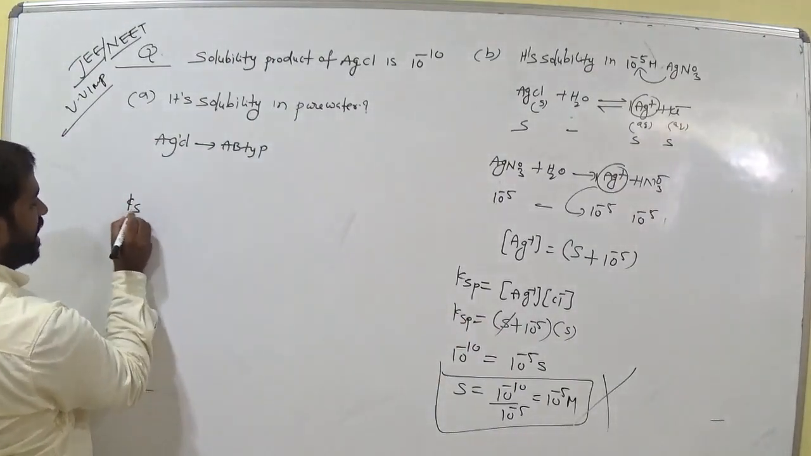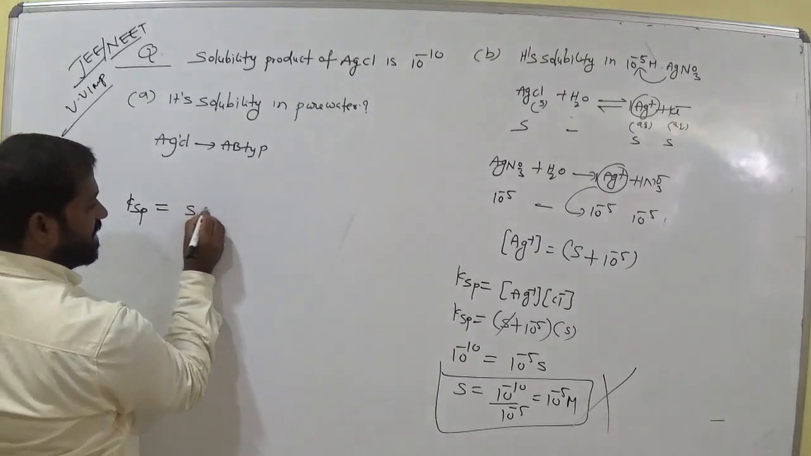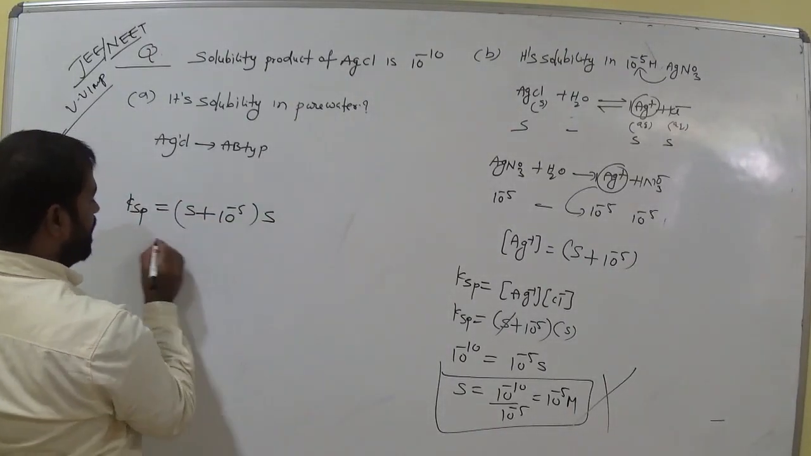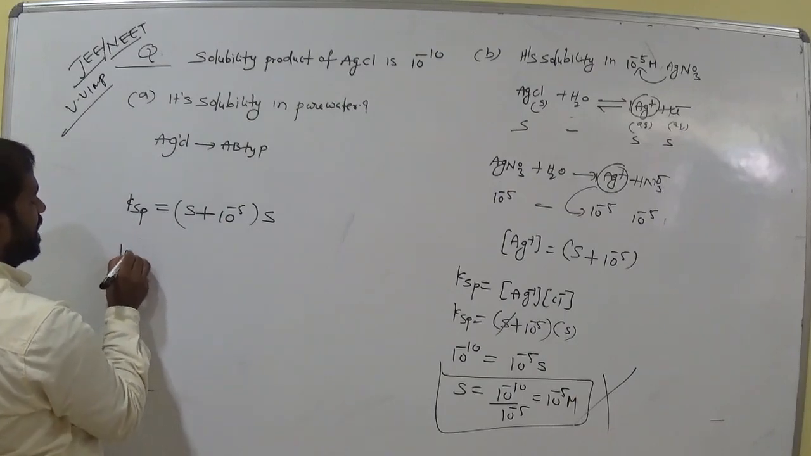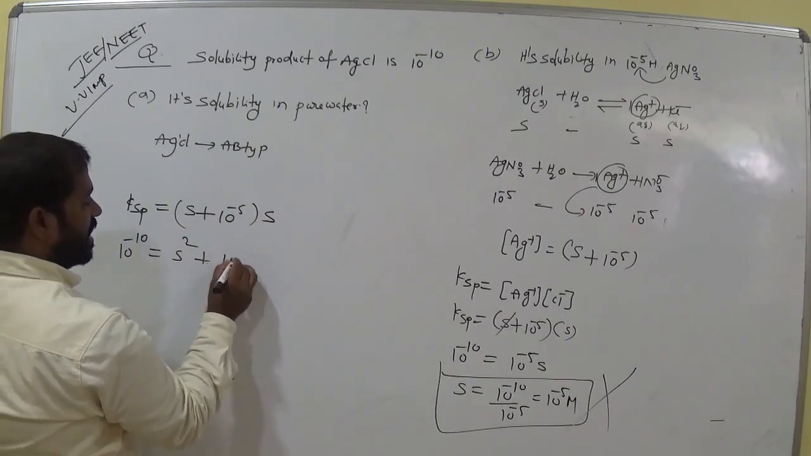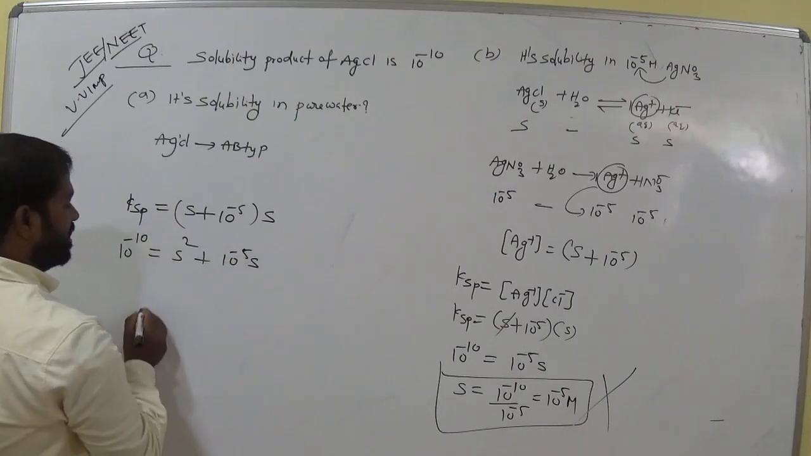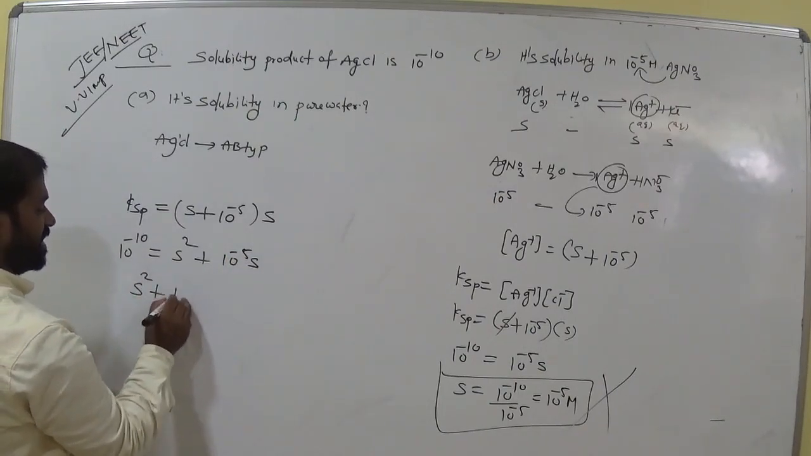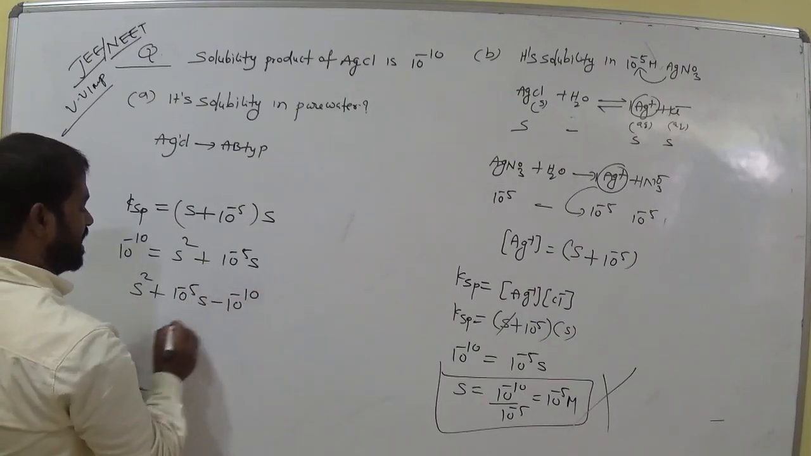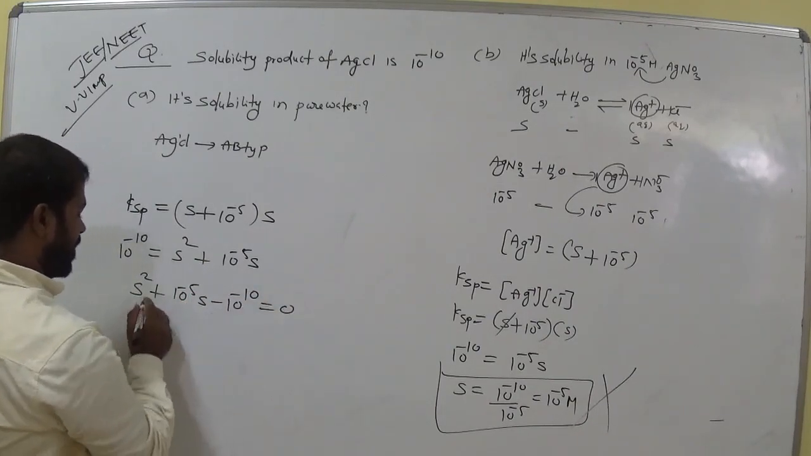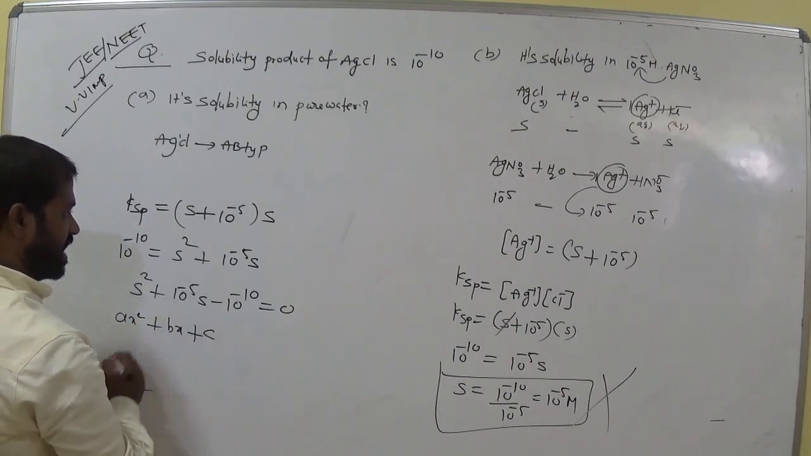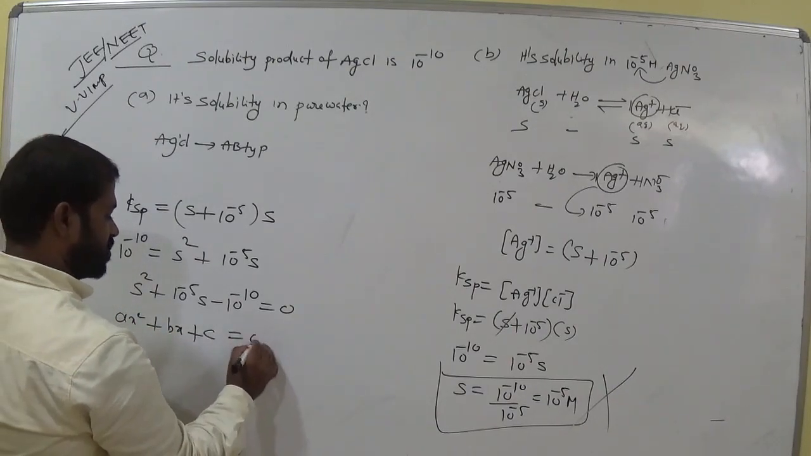Then KSP is equal to S plus 10 power minus 5, times S, am I right? What is the KSP value? 10 power minus 10 is given. Now S into S square, 10 power minus 5 into S, am I right? Now from this, S square plus 10 power minus 5 into S minus 10 power minus 10 is equal to 0. Now it is in the form of AX square plus BX plus C equals 0.